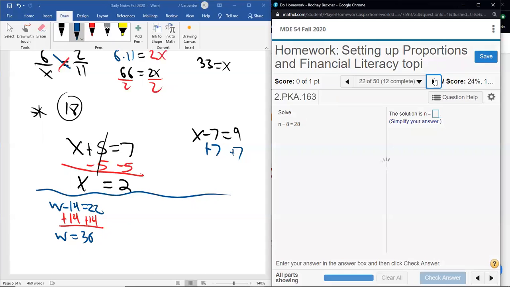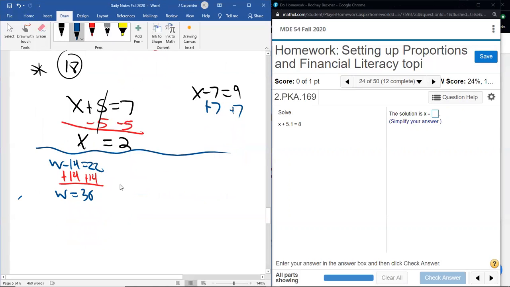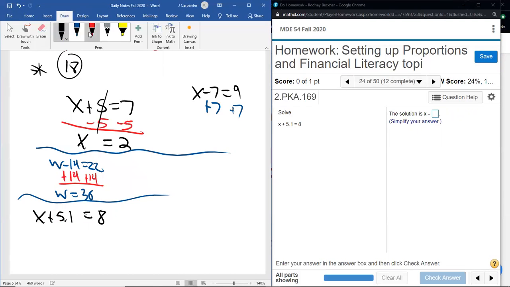More of those. Like I said, I'm trying to get as much done as I can in 30 minutes. Actually, this one's a little more challenging and it's a decimal, so let's mix it up. X plus 5.1 equals 8. Technically, it's not challenging since you're allowed calculators, in my opinion, but I'm going to do it by hand.